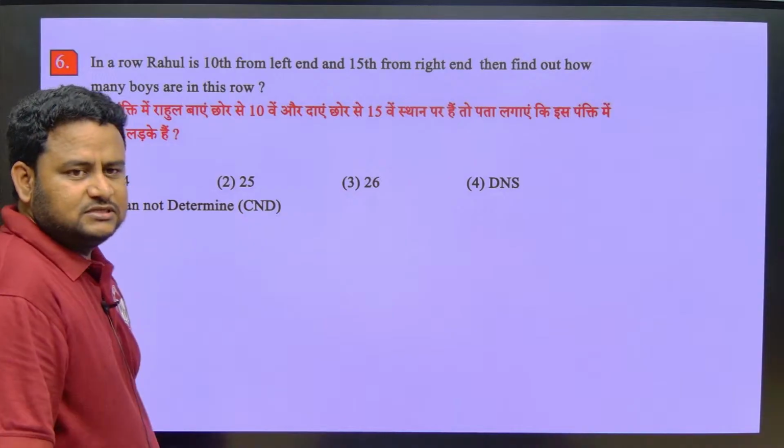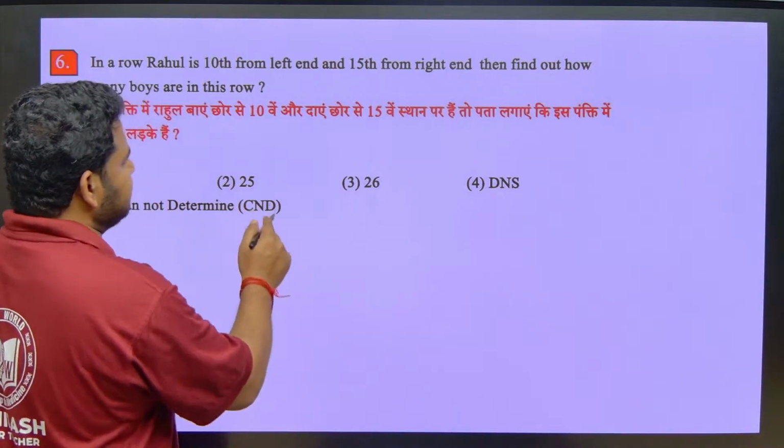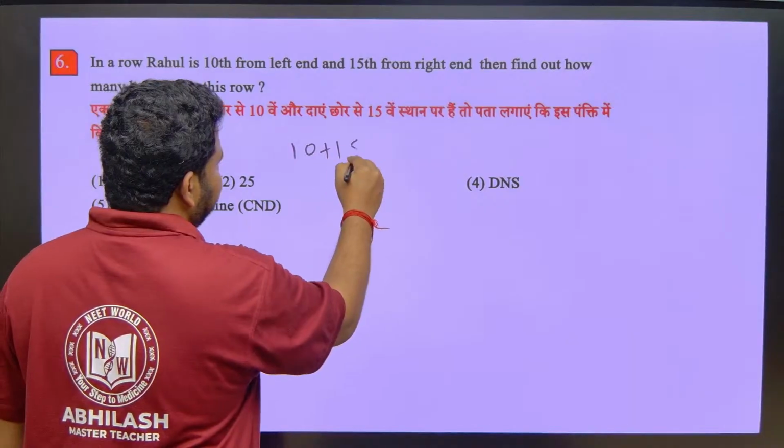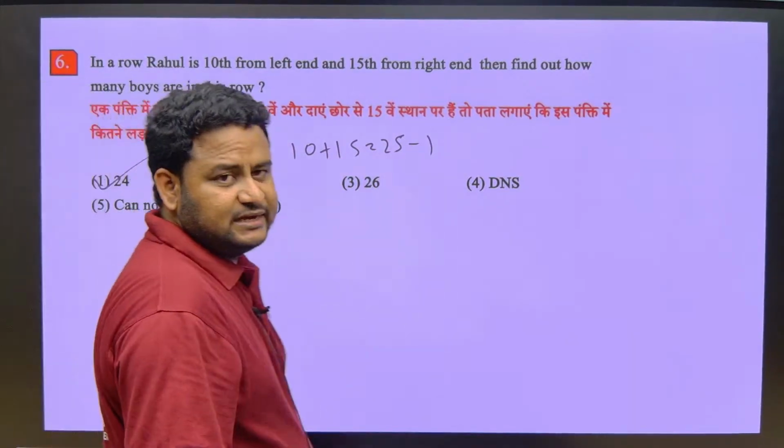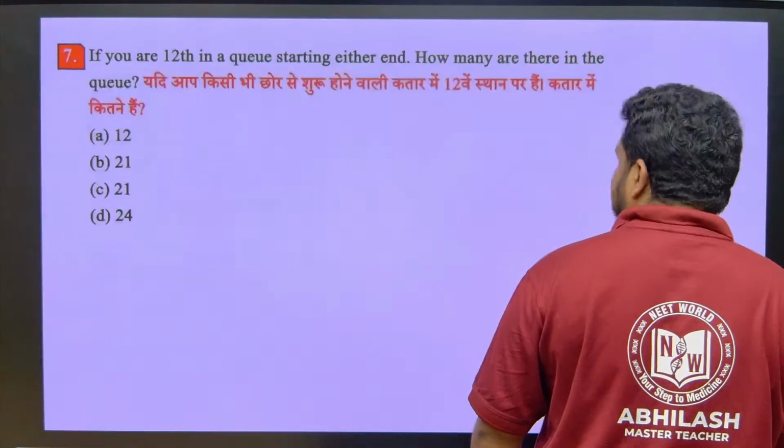Very simple. Just add them and subtract 1. So 10 plus 15 is 25. 25 minus 1, the answer is 24. That is option A, the right answer, friends.